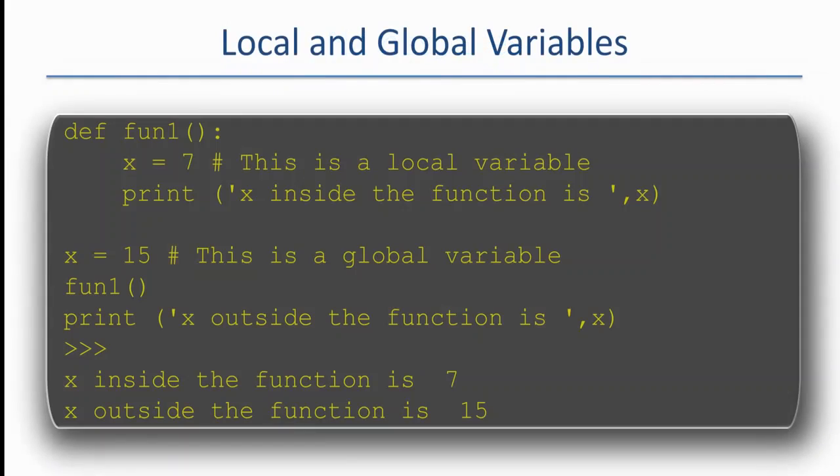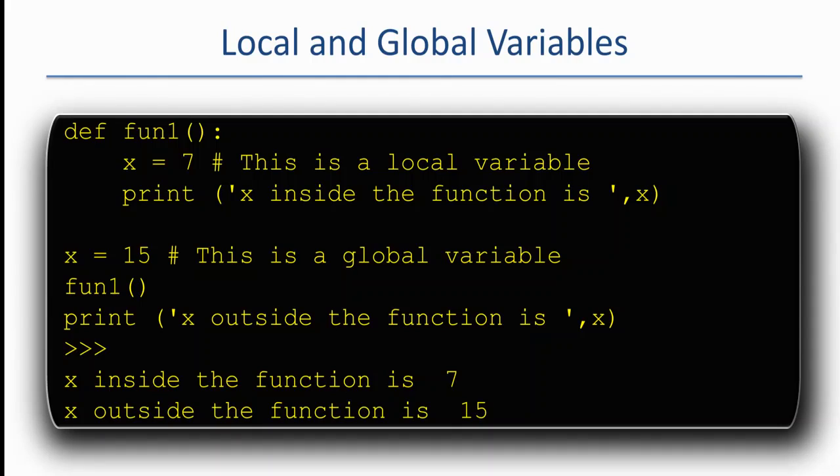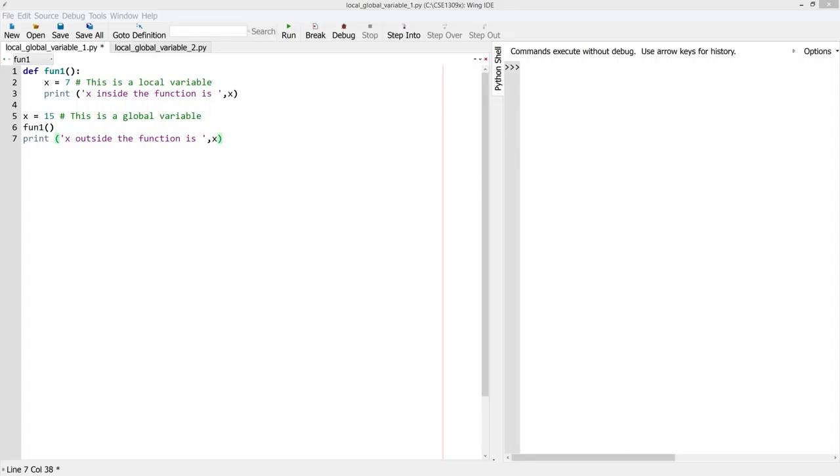Let me go through an example. I have a function called fun1. Inside the function, I define a variable x with a value of 7 assigned to it. This is a local variable. That means the value of that variable is locally defined in the namespace of fun1. When I print the value of this variable, Python gets the value of the local variable. I also have in the main program another variable with the same name, x, and the value of it is 15. Let me use the Python environment to show you this example and some variations on it.